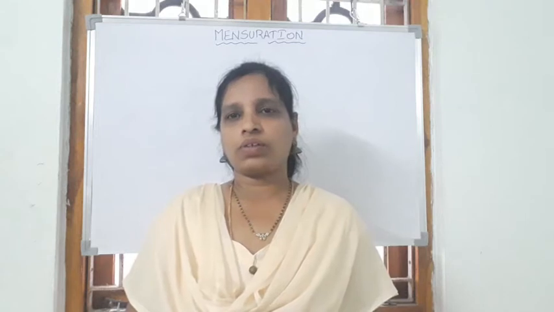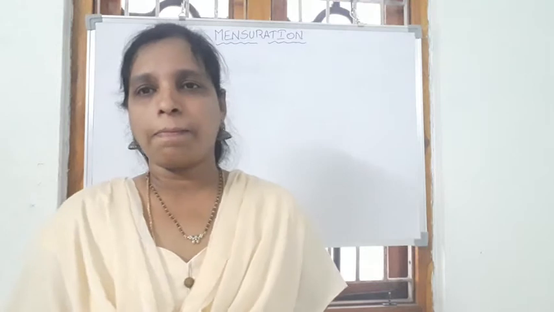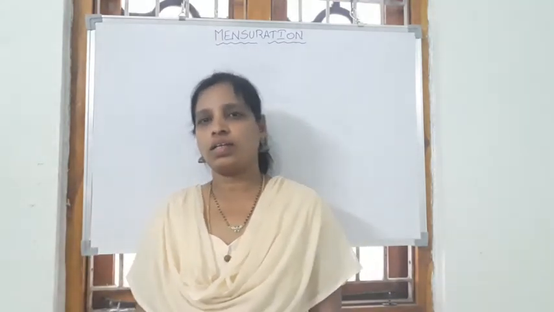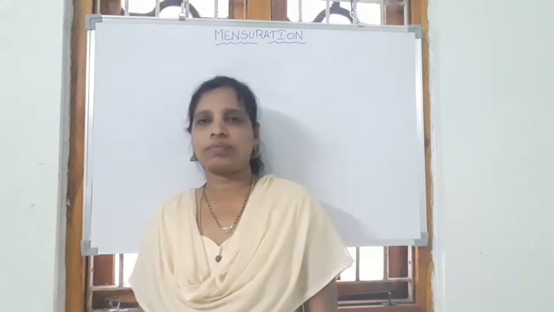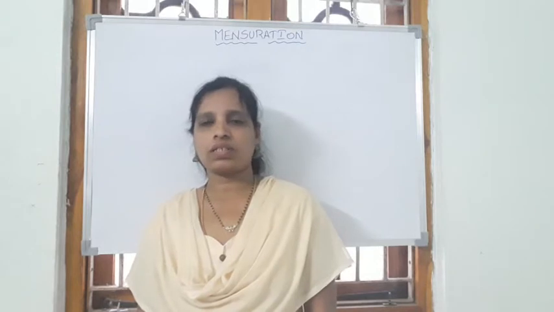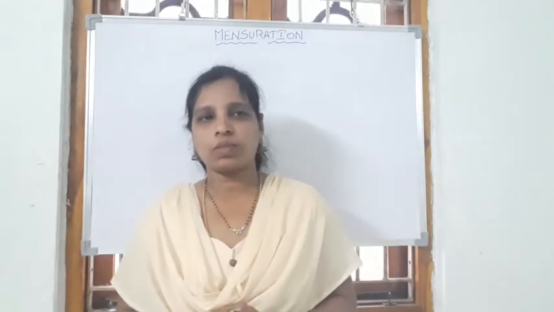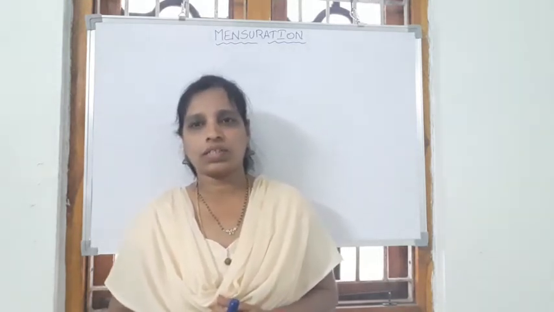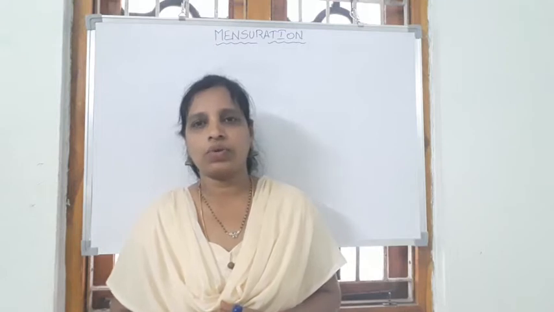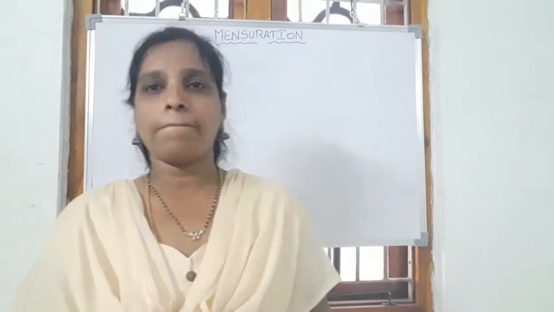Today I would like to teach about mensuration. What is mensuration? Mensuration means to measure the perimeter and area by using different geometrical figures. First of all, let us discuss the definitions of perimeter and area. What is perimeter? Perimeter means the sum of all the sides along its boundaries. The sum of all the sides along its boundaries is called the perimeter.